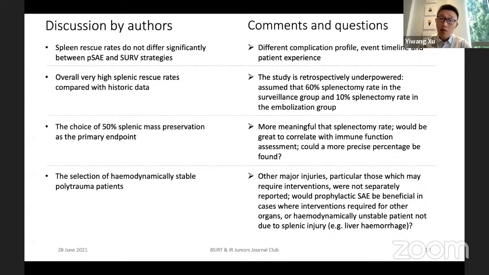A fourth point, the selection of hemodynamically stable polytrauma patients. As I earlier alluded to, a lot of these patients come in a polytrauma setting, and it would be quite good to know whether any of these patients underwent intervention for other organs, or even, as a question, whether we would still prophylactically embolize somebody's spleen if they are hemodynamically unstable, for example from a liver laceration as a coexisting injury.